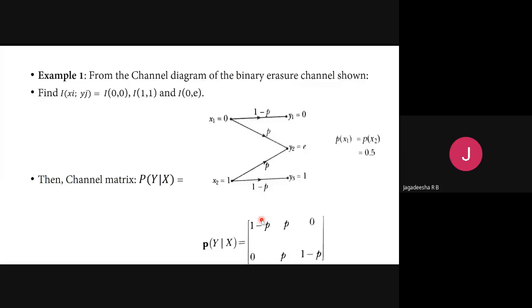Next, x1, y2. That is the probability from here to y2. Here, probability is P. Then x1, y3, what's the probability? There is no path going, right? So it's 0.